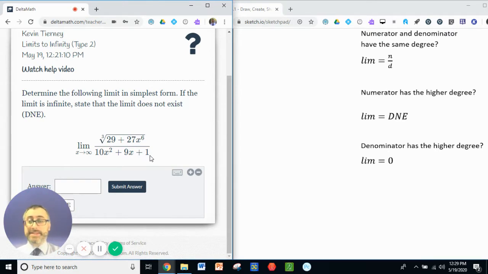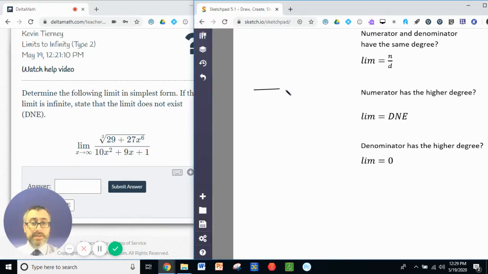I need to remember that, especially with rational functions, if I've got a limit as x approaches infinity, I only need to focus on the highest powered or the highest growing term of each group. The group on top, the highest growing term is going to be this 27x to the sixth. So I'm going to record that there, but that's not all that touches it. I still have this cube root that's involved, so I'm going to keep the cube root as well. In the denominator, the highest growing term is this 10x squared, and I'll record that.